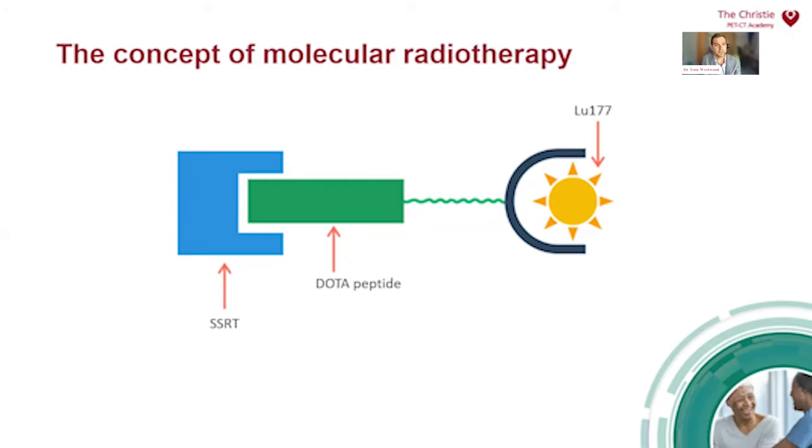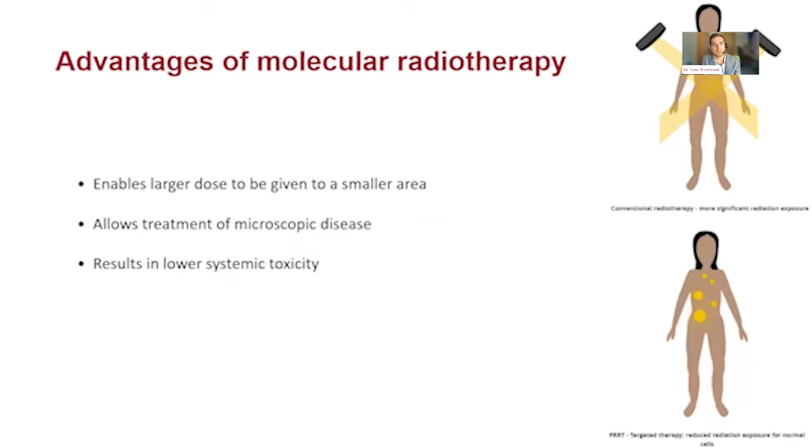And the advantage of treating in this way compared to external beam radiotherapy is that you can give larger doses to smaller areas and a much more targeted approach to disease sites throughout the body. You can even treat microscopic disease sites with a lower systemic toxicity than, for example, by comparison, giving external beam radiotherapy to sort of extended areas of the body.